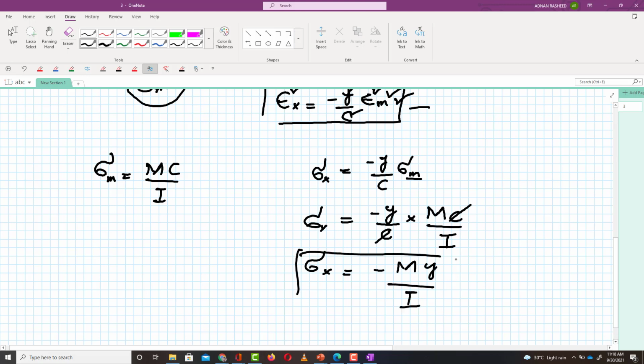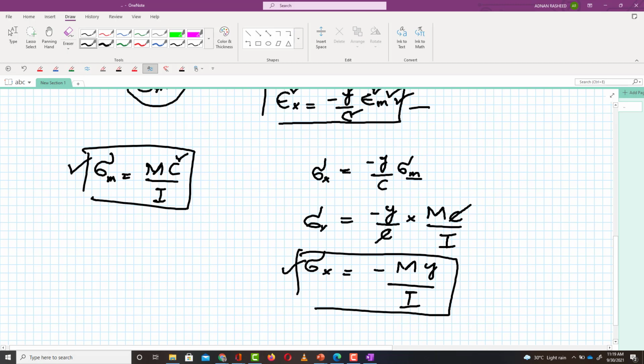This equation and the above equation are both the same. You can see that this is c. c is the maximum distance from the neutral axis to the top, so definitely it will yield you the maximum stress. Now this sigma x varies with this y. y is the distance from the neutral axis to the top or below. And this minus sign exists because when you move above, this y will be positive, and when you move below, this y distance will be negative.